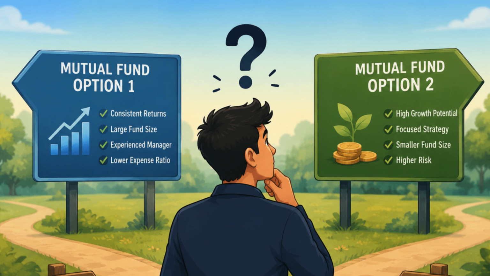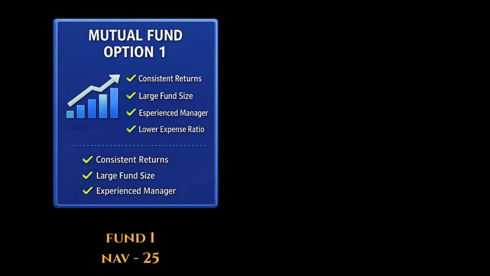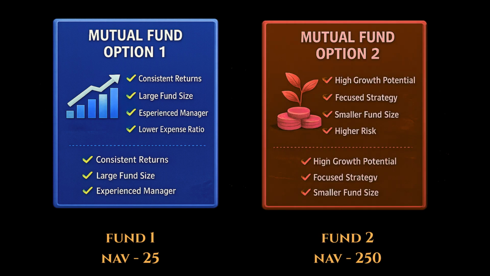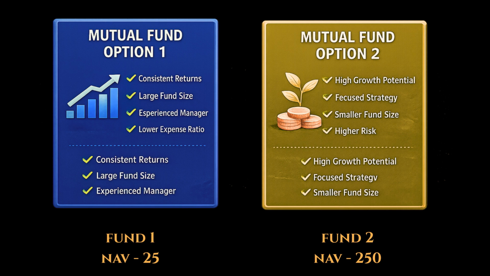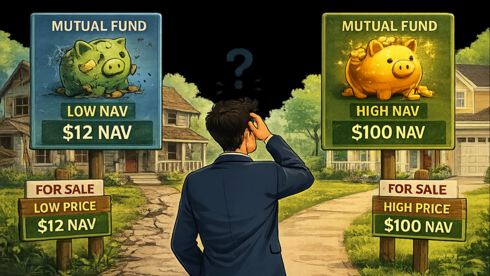Now let me ask you another question. Suppose you're choosing between two mutual funds. One has an NAV of 25 rupees and the other has an NAV of 250 rupees. Which one would you buy? If your answer is the 25 rupee fund because it's cheaper, then you're making the same mistake as judging a house only by its price.